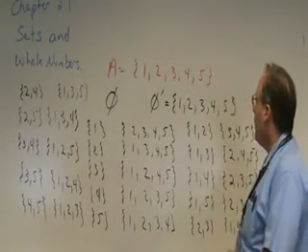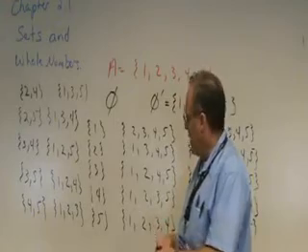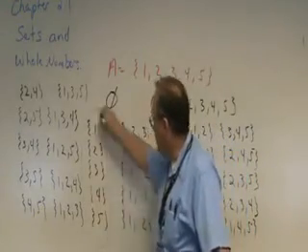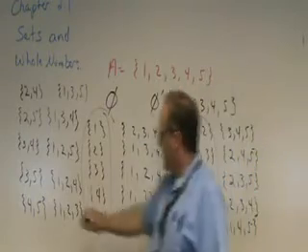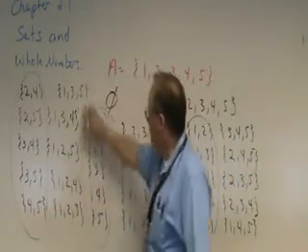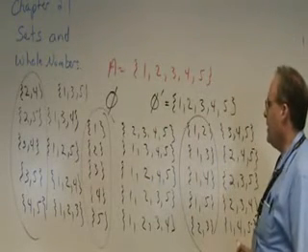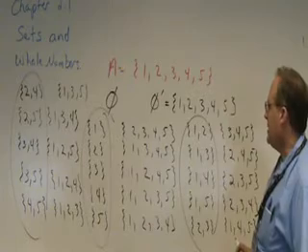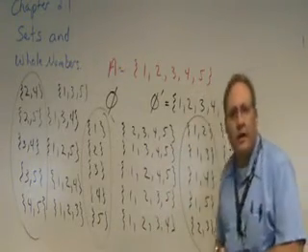Okay. I have subsets of size 0 right here. I have subsets of size 1 here. Subsets of size 2 there. Subsets of size 3 there. Subsets of size 4 here, and a subset of size 5 there.